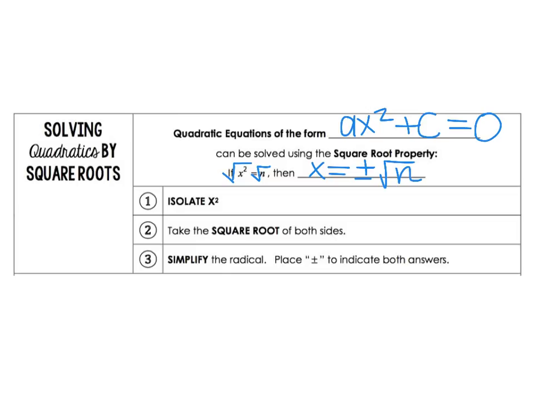So our first step is to isolate the x squared. Then we want to take the square root of both sides and simplify the radical. Always place the plus or minus symbol to indicate both answers because we have to remember that it's plus or minus our solution. Alright, so let's see a couple examples of this.